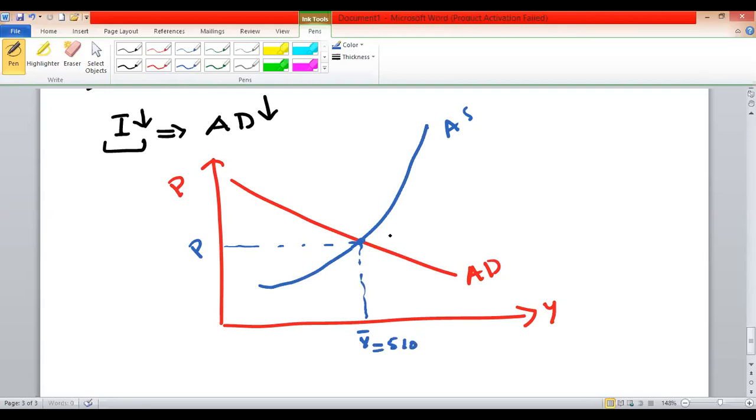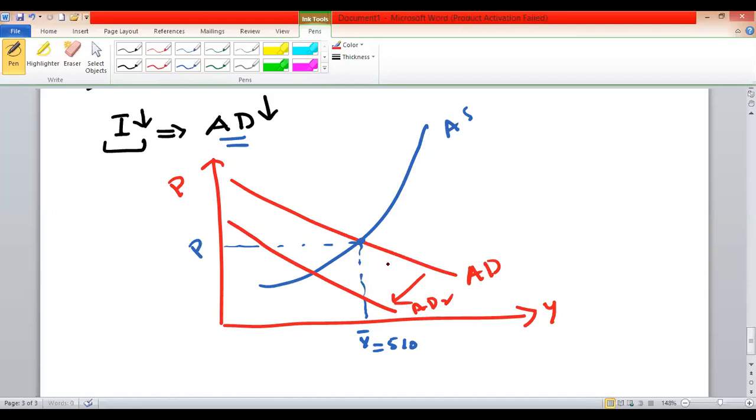Now, what happened? There was an equilibrium earlier, but because of a drop in investment as a result of bad economic expectations of people, there's a drop in aggregate demand. So when aggregate demand dropped from point A, there's a shift in the aggregate demand curve, which you can see here. There's a shift in the aggregate demand curve from AD1 to AD2.